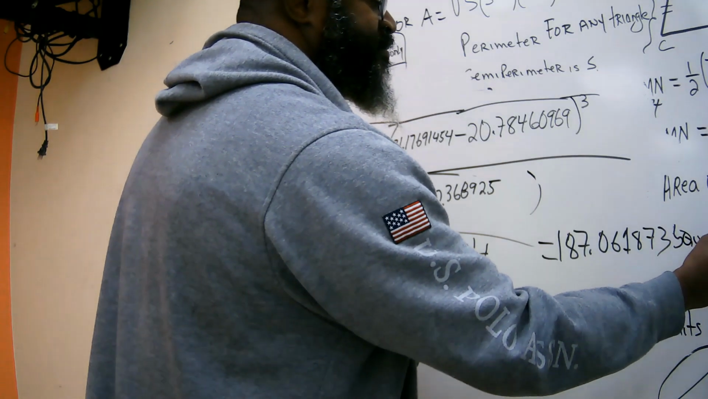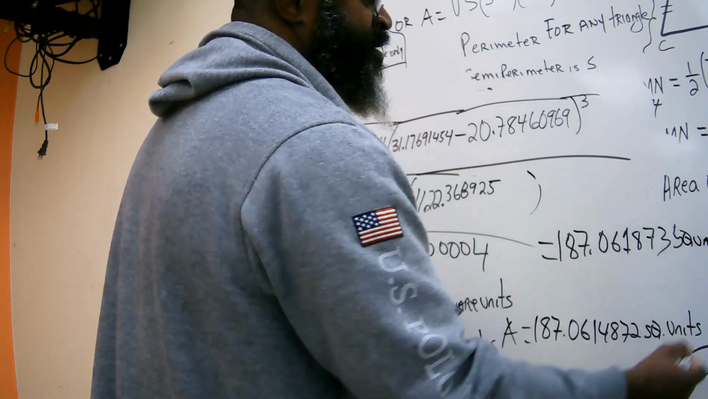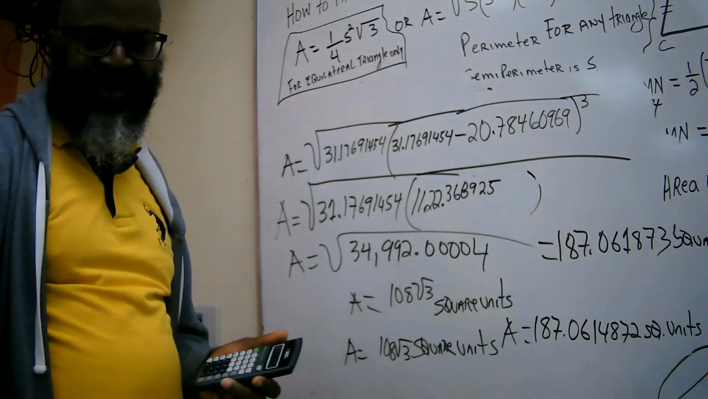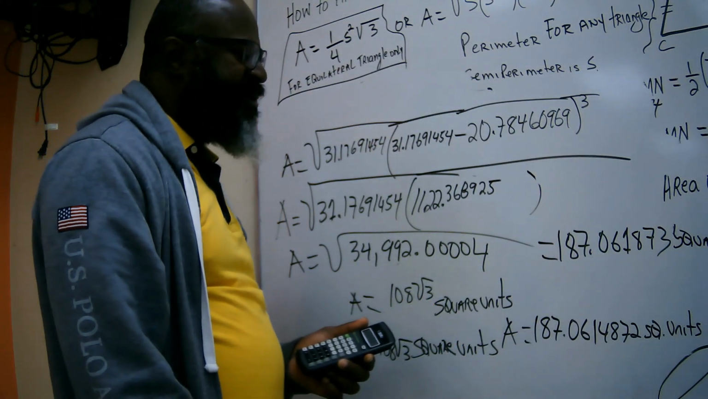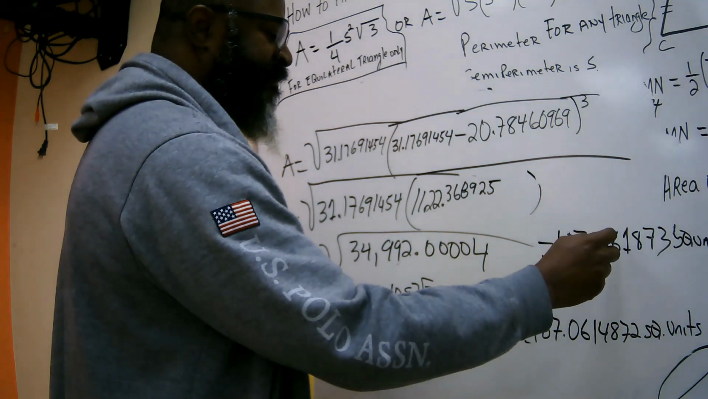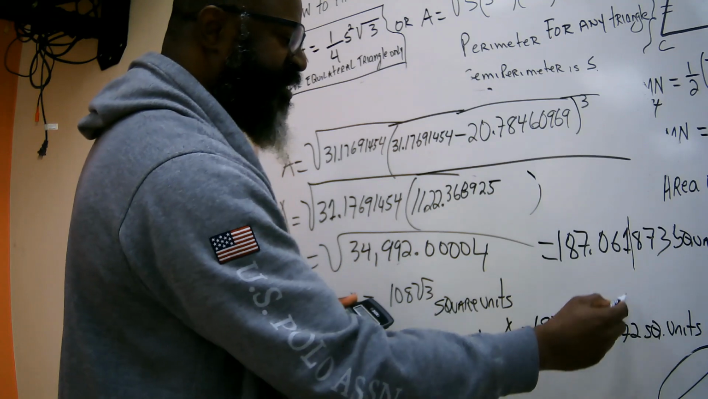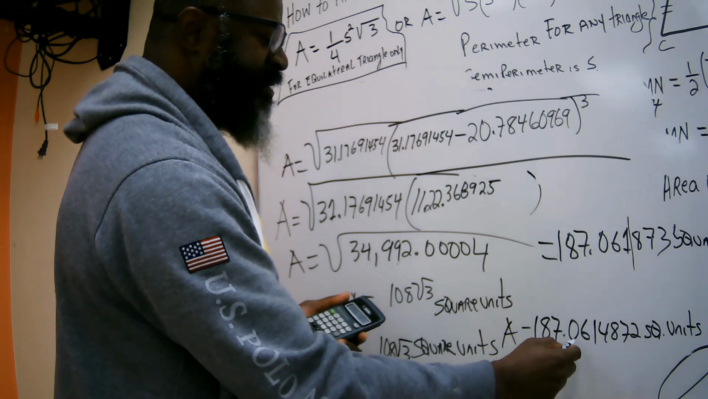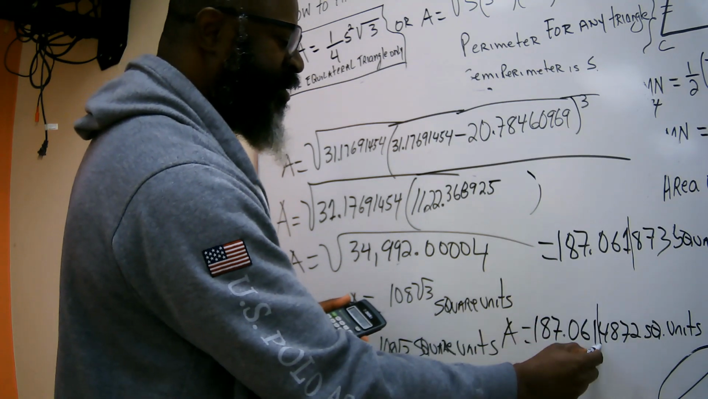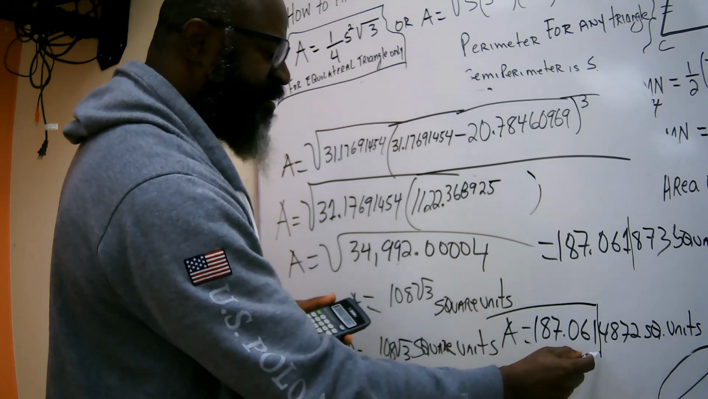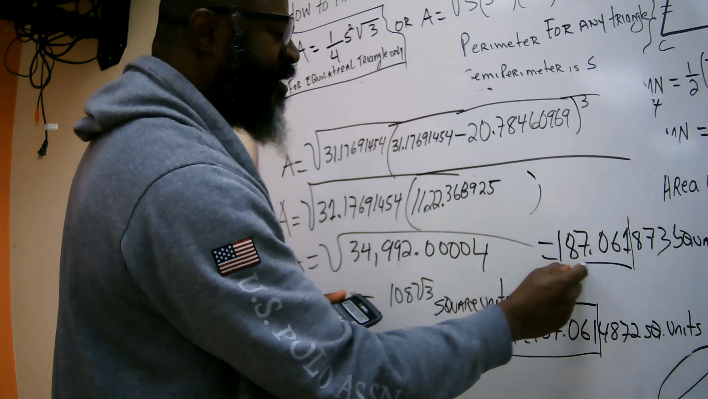So that's what happens when I tell you keep all of your decimals. You're going to get a much more accurate answer. Look at that. At least three significant digit accuracy, 187.061. Very close now.